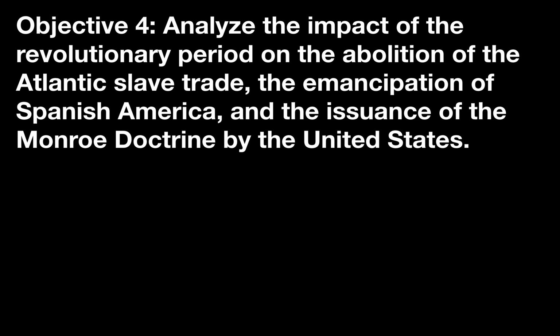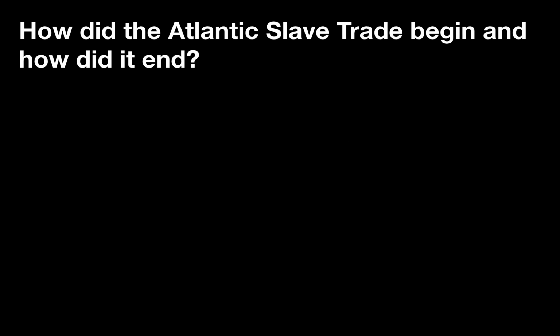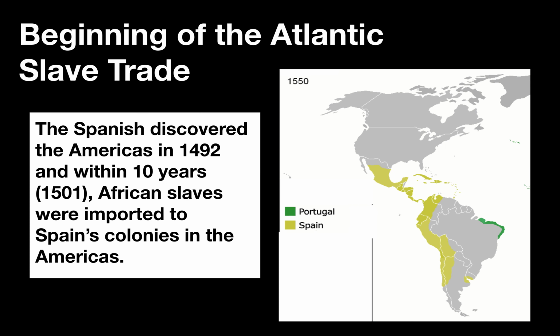Now we're going to talk about some of the impacts of this time period of these revolutions going on: the abolition of the Atlantic slave trade, the emancipation of Spanish America, and the issuance of the Monroe Doctrine by the USA. So, how did the Atlantic slave trade begin, and how did it end?